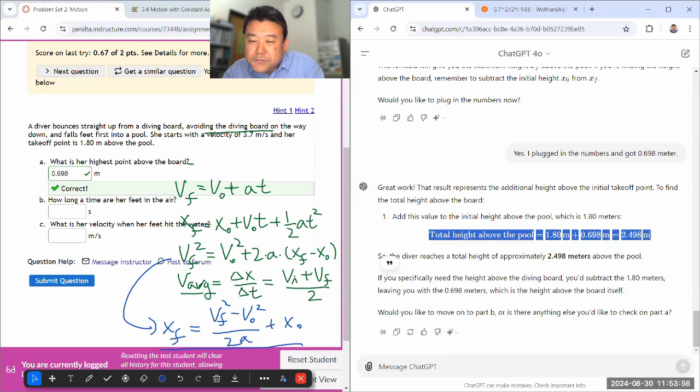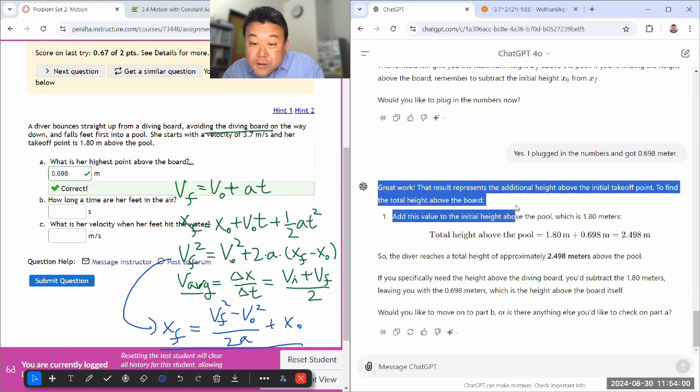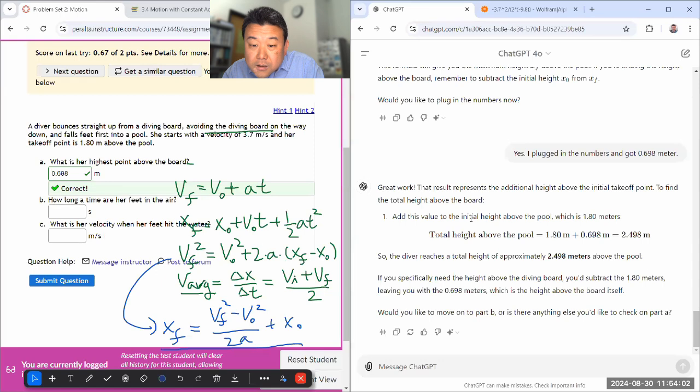Why did it do this first? Actually, never mind. If you're actually reading the response, it'll do this circuitous stuff because it's fitting the pattern where a typical question might actually be asking about the above the pool instead of the pool. So how long a time are her feet in the air?